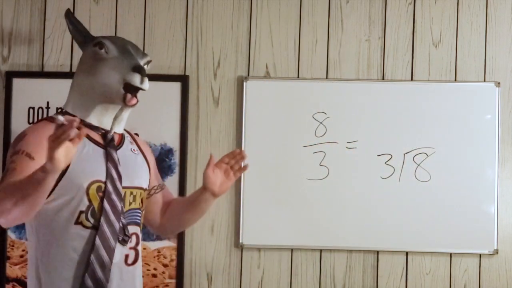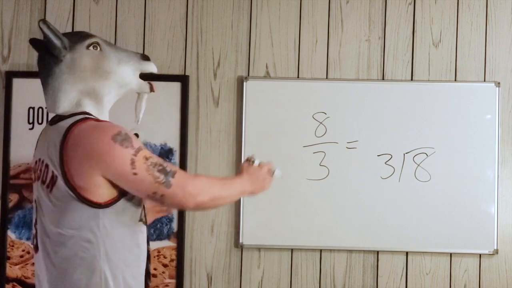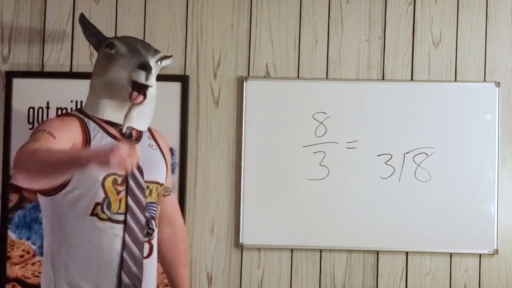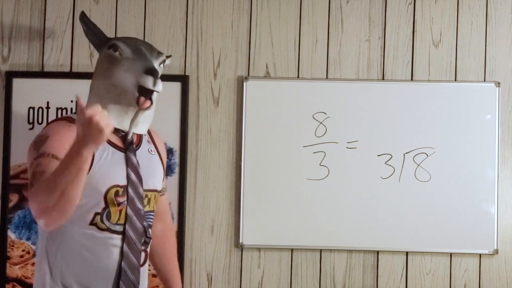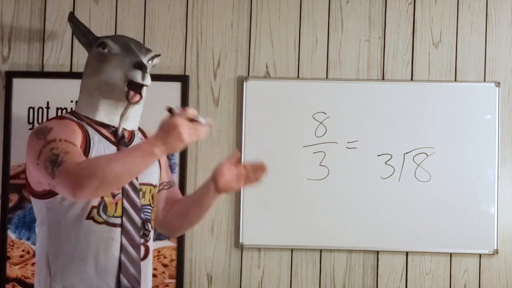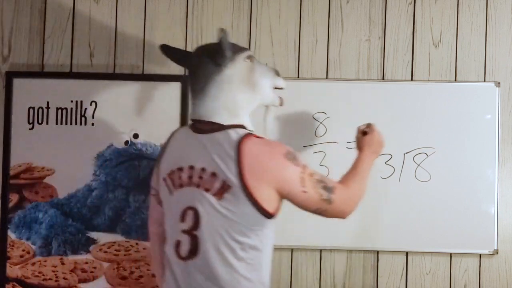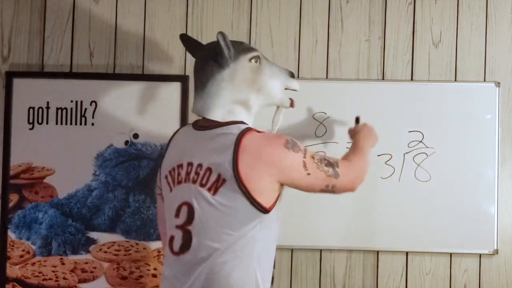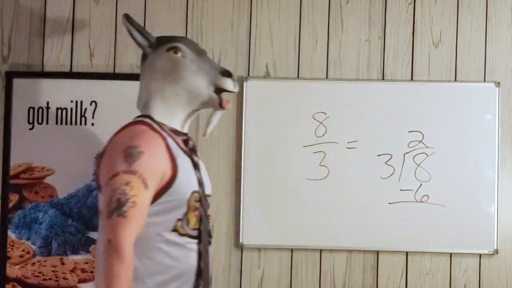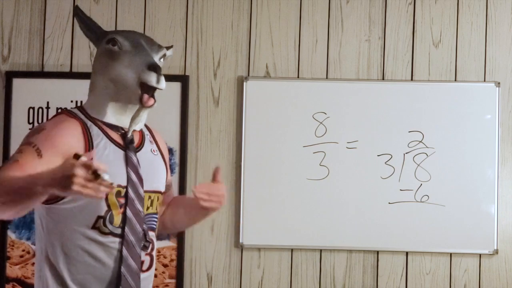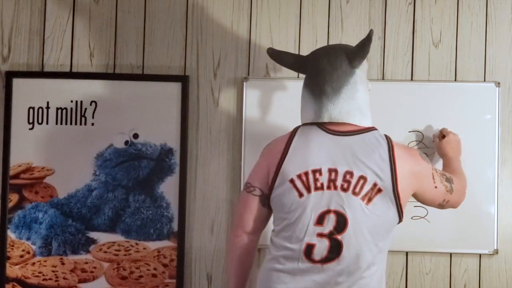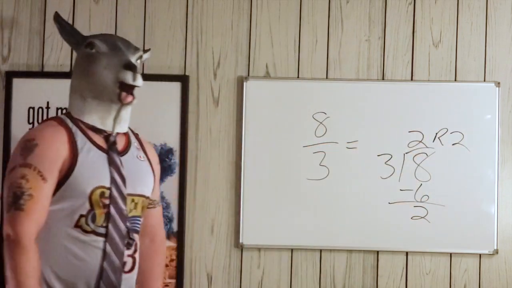So how many times can 3 go into 8 without going over? Let's think about 3 times tables. We got 3 times 1 is 3. 3 times 2 is 6. 3 times 3 is 9. 9 is too high. So we're going to go with that second one, 3 times 2. 3 times 2 is 6. So it's going to be 8 minus 6. 8 minus 6 is easy. Everyone knows it. 8 minus 6 is 2. So now we have a remainder of 2.